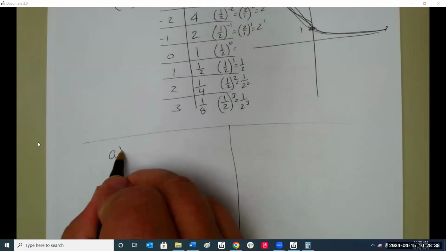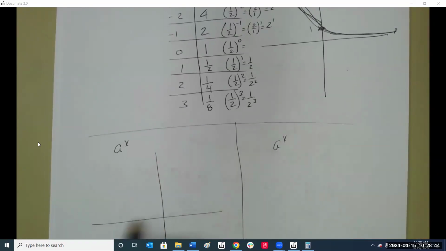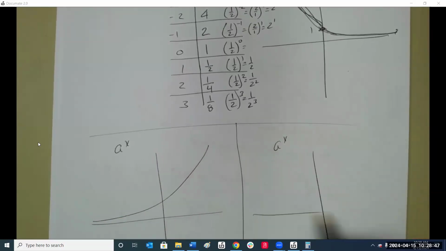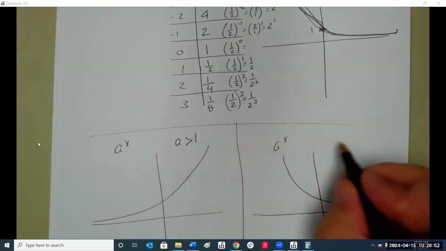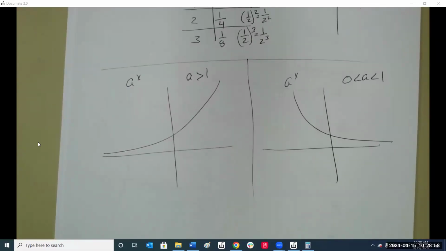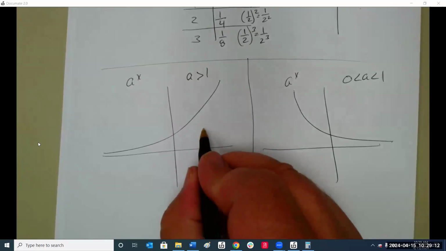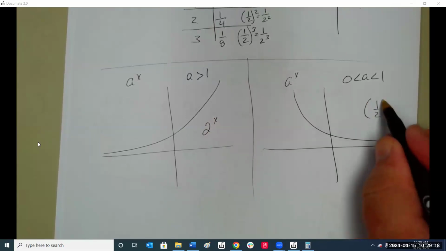So if a is bigger than 1, or if a is between 0 and 1, that's what the graphs look like. We just did examples 1 and 2. This is 2 to the power x. This was 1/2 to the power x.